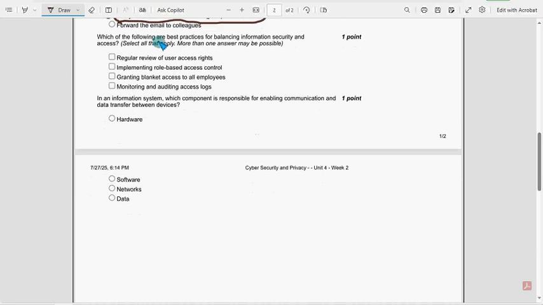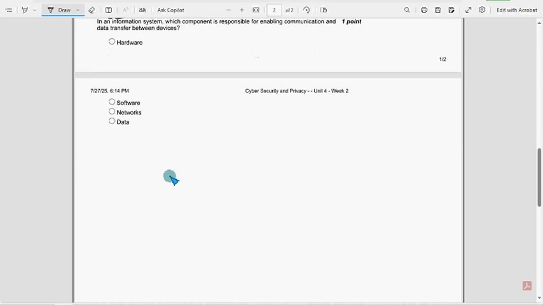Next, which of the following are best practices for balancing information security and access? Here we have got three probable solutions. Second option, implementing role-based access control, monitoring and auditing access logs. Fourth option and first option, regular review of user access rights. So that is the thing.